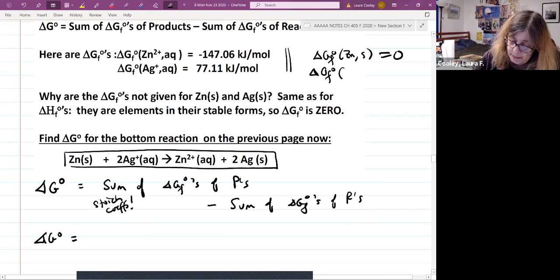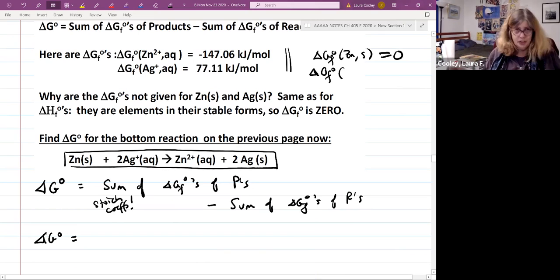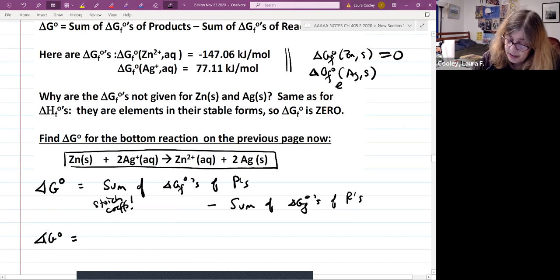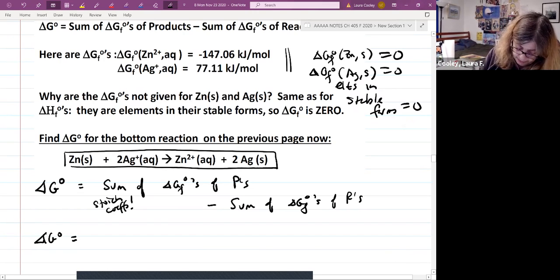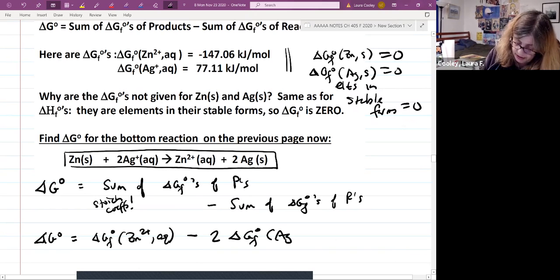So we have the same definition, right? If you're forming something from a stable element, then the delta H is 0 and the delta G is 0. So the delta GF 0 for these elements in their stable forms is 0. So these are both 0. That's why they're not included. So this is going to be delta GF 0 of the zinc ion minus 2 delta GF 0 of the silver ion.